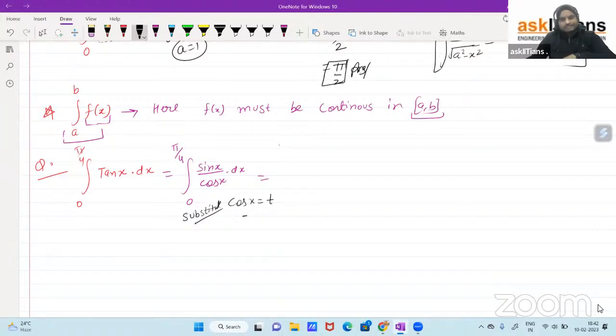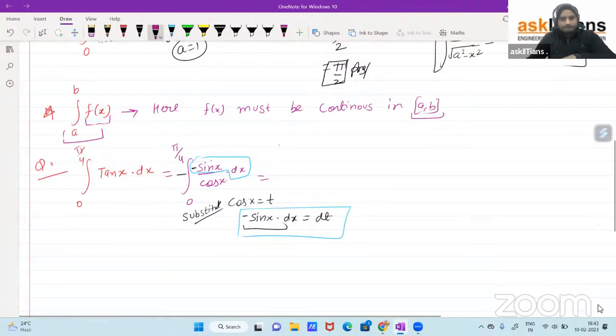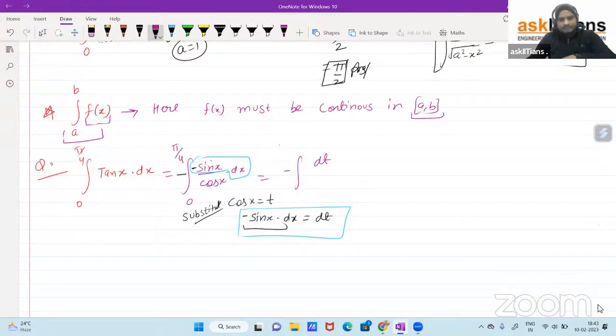So the differentiation of cos x is minus sin x into dx is equal to dt. Now this is minus sin x, but here it is plus sin x. So by magic you can make it minus sin x. How? Put a minus over here, and to compensate this minus you have to put a minus over here also, so that minus into minus will be plus. And this minus sin x into dx will be how much? dt. So it will be minus dt divided by, and cos x in terms of t is t only, right?